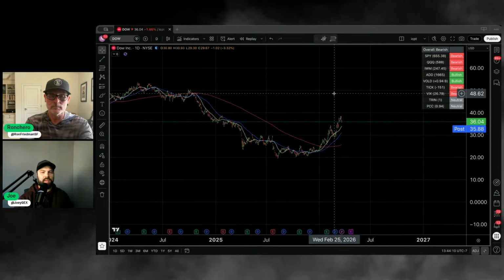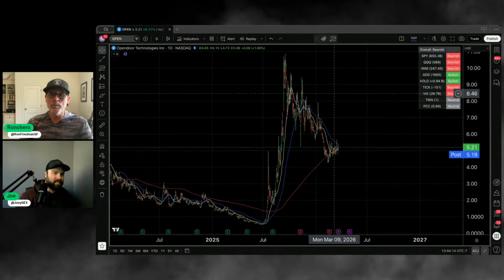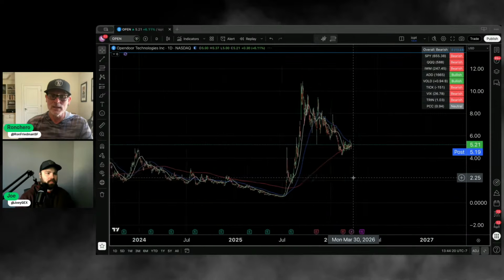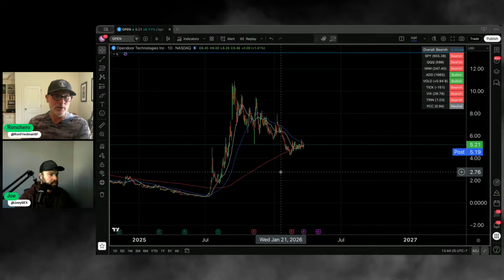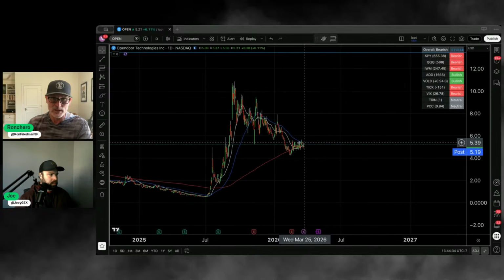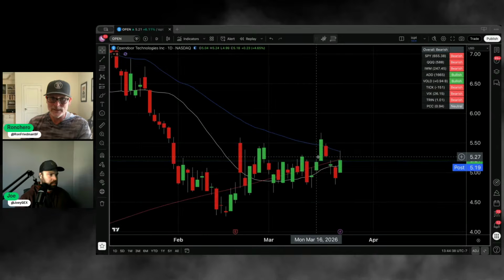Next name is OPEN, Opendoor. Okay, now this is an interesting one from a technical perspective. Price-wise, yuck. But from a technical perspective, and I'll add a little twist to this, you've got a rising 200-day moving average. The 20-day moving average has flattened out, rising. The 50-day moving average is starting to flatten out. From a technical perspective, we refer to this type of action as a pinch.